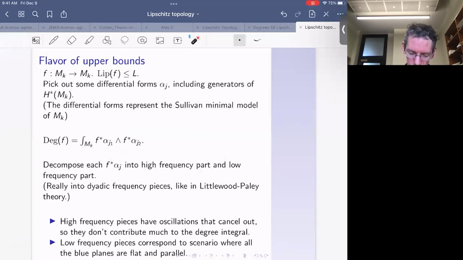Okay, so we have a map from M_k to itself with some Lipschitz constant, and we pick out a bunch of differential forms alpha_j that, if you know what this means, make the Sullivan minimal model of M. If you don't know what it means, there's one form for each blue or yellow or green object in the picture that we had before. And in particular, not all of these forms are closed, but some of them are closed, and they include generators of the cohomology of M. And so we can make the degree in terms of the pullbacks of these forms.